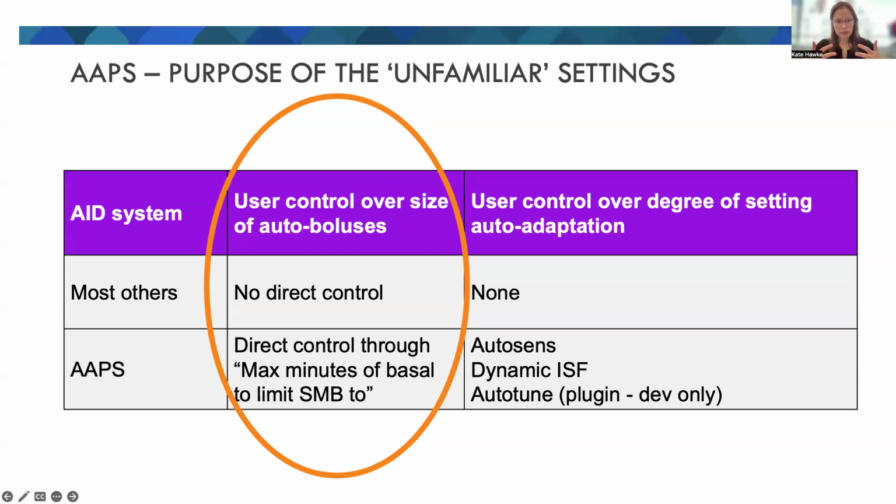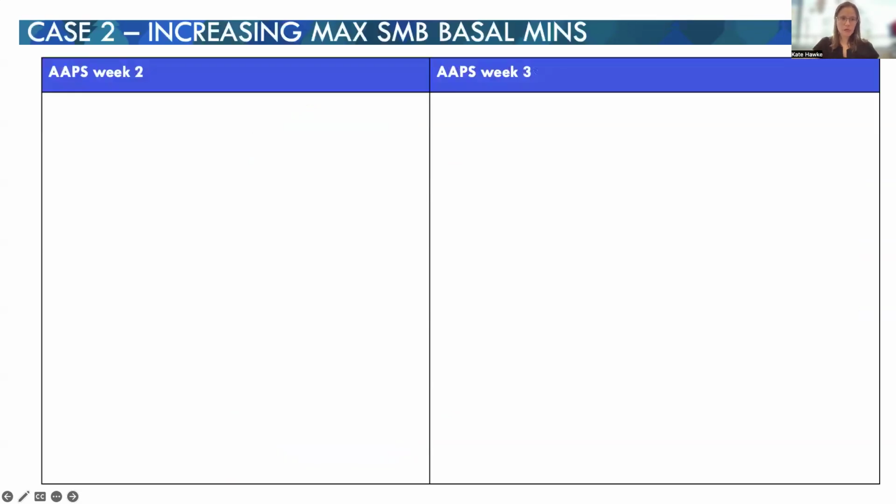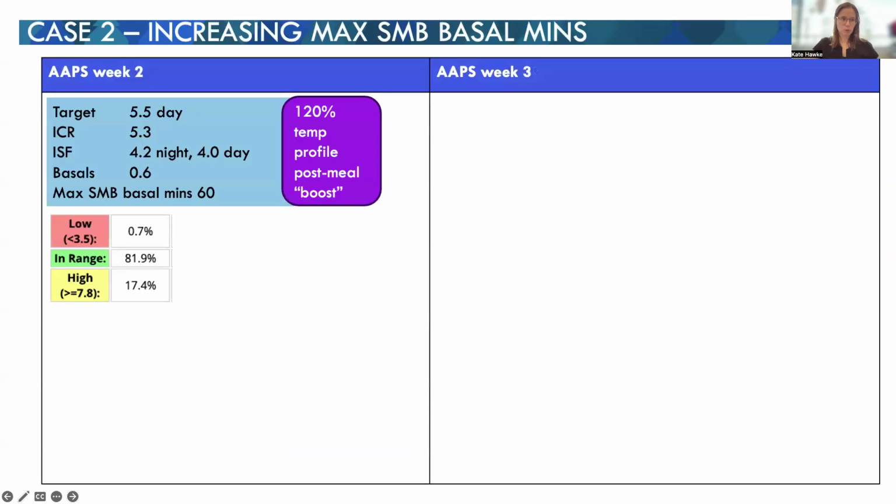So in addition to that, what can we consider doing for this patient that may be relevant, since we're using a system in which the user has control over the size of their auto boluses? So let's think back to what we were talking about with the unfamiliar settings with aAPS. There's this idea that we have direct control of the size of the auto boluses through max minutes of basal to limit SMB2. So what does that look like? So our patient is now on week 2, and she has those same settings we just talked about.